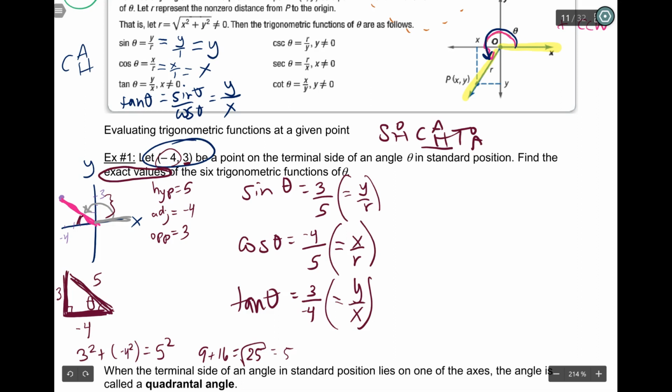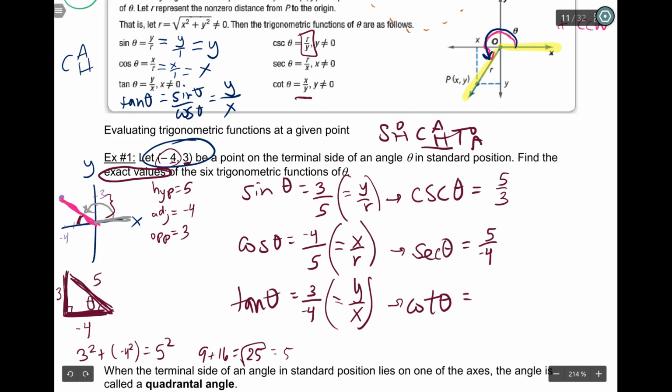And then when we do the reciprocal functions, remember reciprocal is we just flip whatever's on top and bottom. So cosecant of theta would be radius over y, so 5/3. Secant is the inverse, so we flip what was on top and bottom, so 5 and -4. Then we have cotangent of theta. So we flip, we have x over y, my x was -4, my y was 3, and this matches, it's opposite of what tangent was.